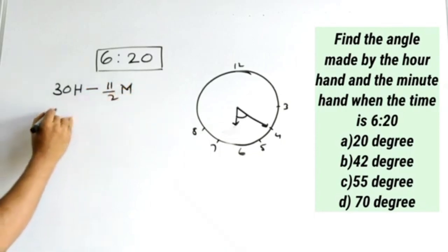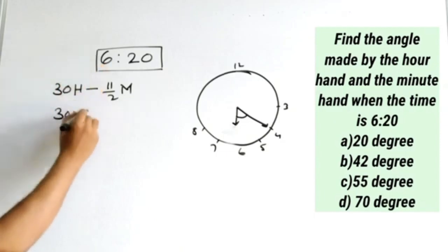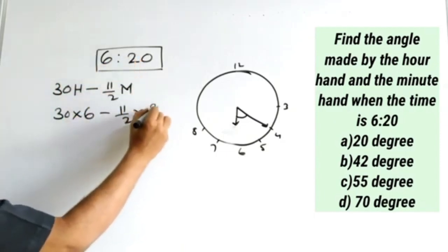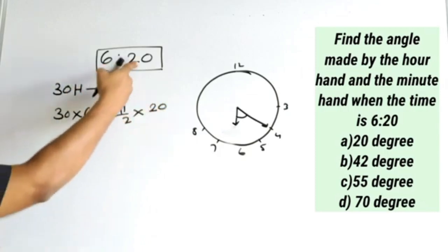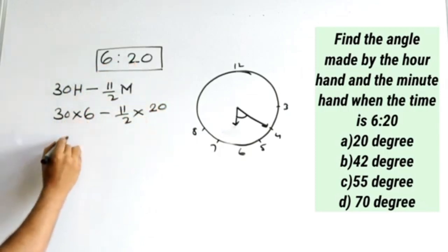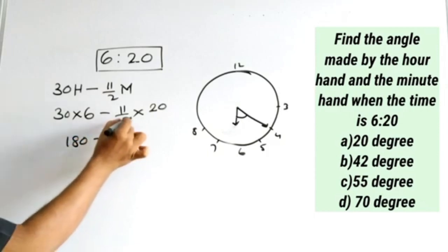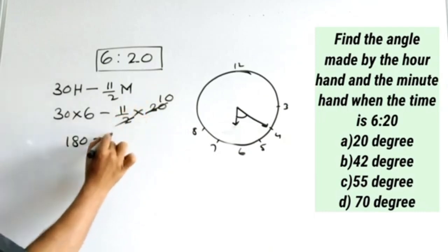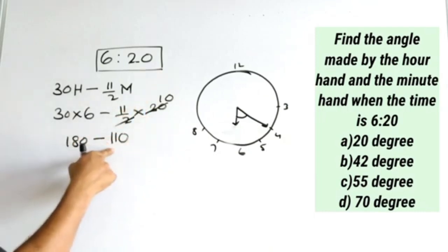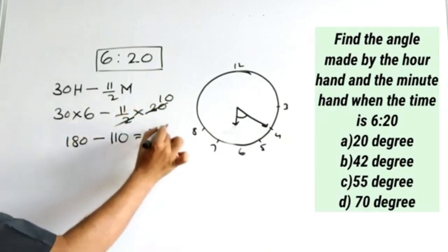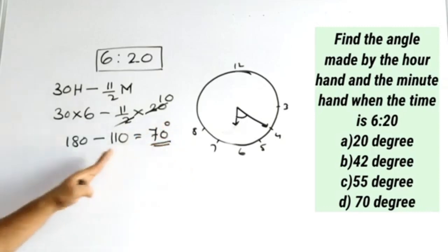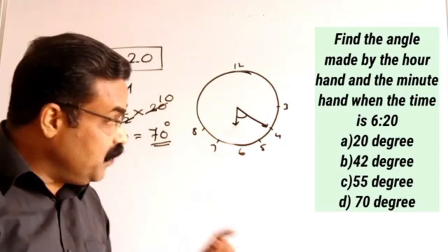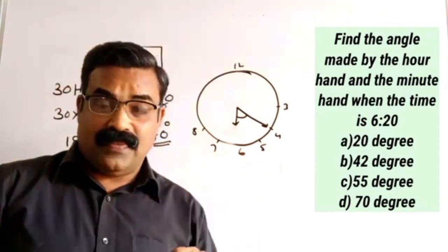So put the value 30 into h. H is 6, minus 11 by 2 into m. M is 20. Here the hour is 6, the minute is 20. So 30 into 6, 180, minus, you can cut this 2 and this 20, 10 times. 11 into 10, 110. So 180 minus 110, you get the answer 70 degrees. So 70 degrees is the correct answer. This angle between these two hands is 70 degrees. Accordingly, you can mark the correct option.